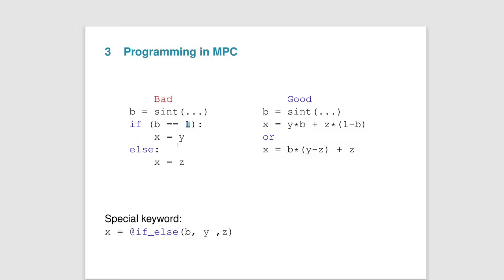From an MPC perspective, there is also an issue, because here you define B to be a secret, and then you ask your program to branch on the value B. If you knew at execution time which branch to take, then you'd know the value of the secret B, which contradicts the whole idea behind MPC. Now, if you are certain that B is either 0 or 1, but still a secret, the alternative is to make explicit the behavior of your x value by writing this equation or this equation, which are equivalent. Note that you don't actually have to write this down, as there is a special keyword in MAMBA to do exactly that.